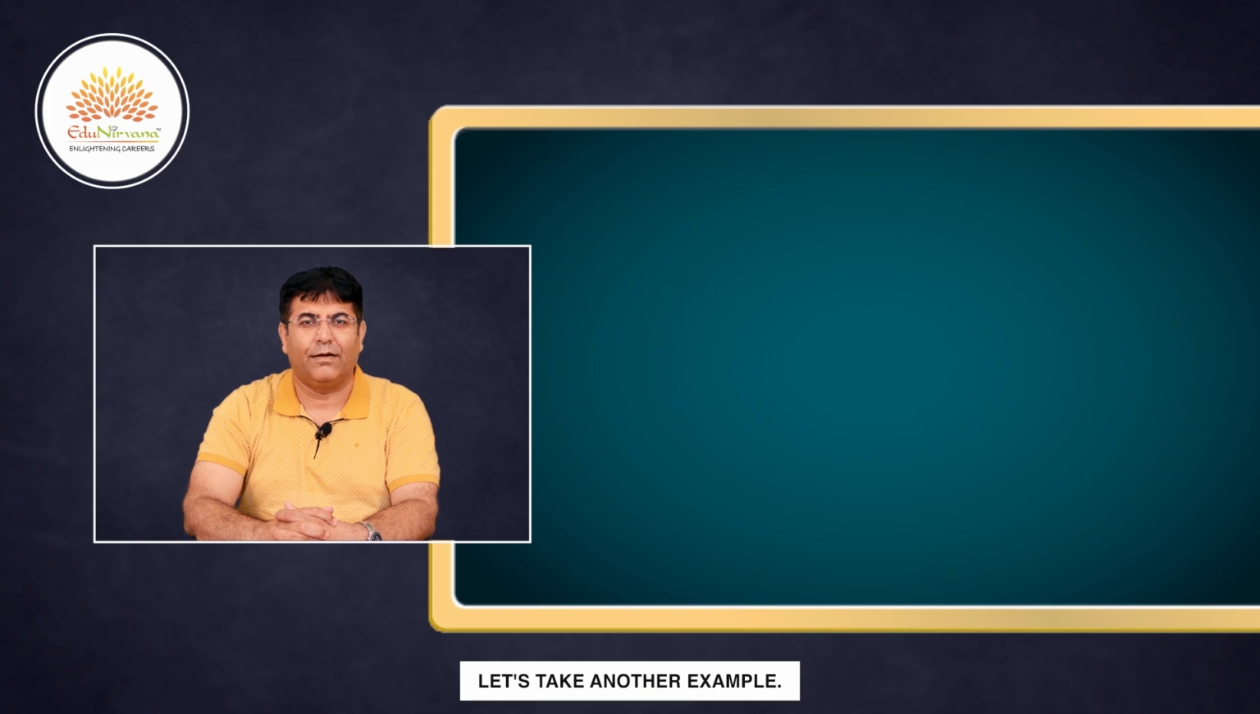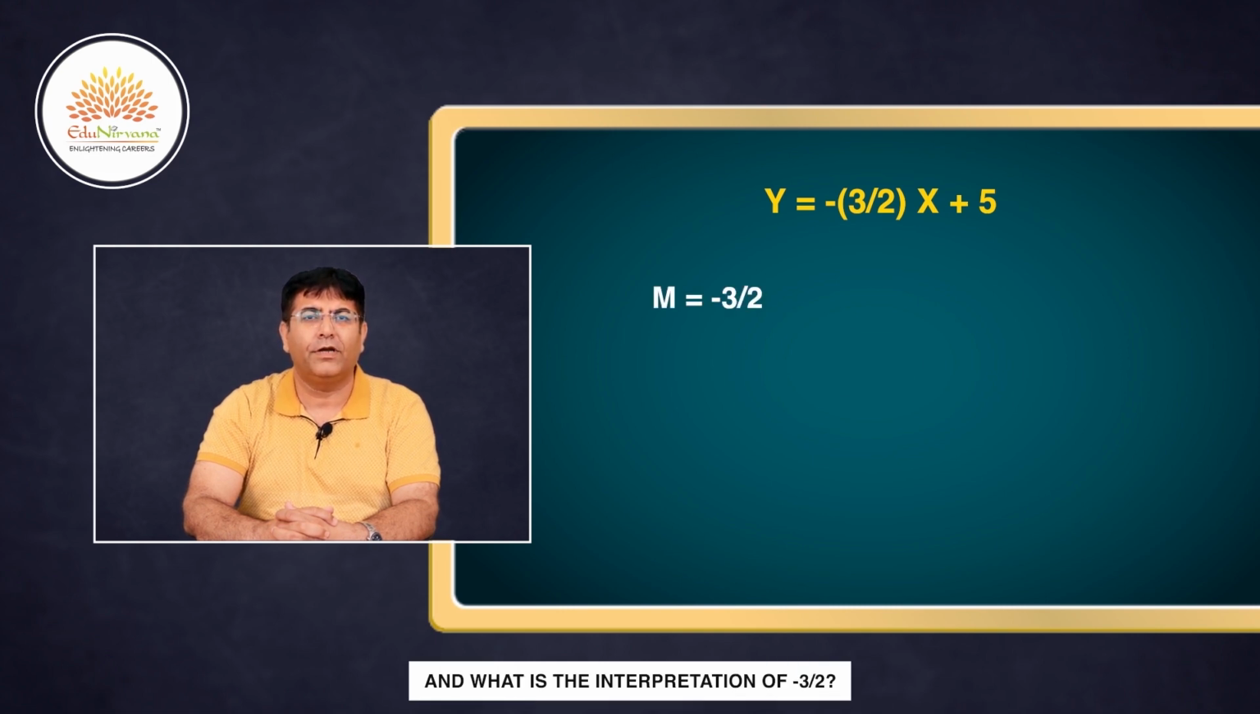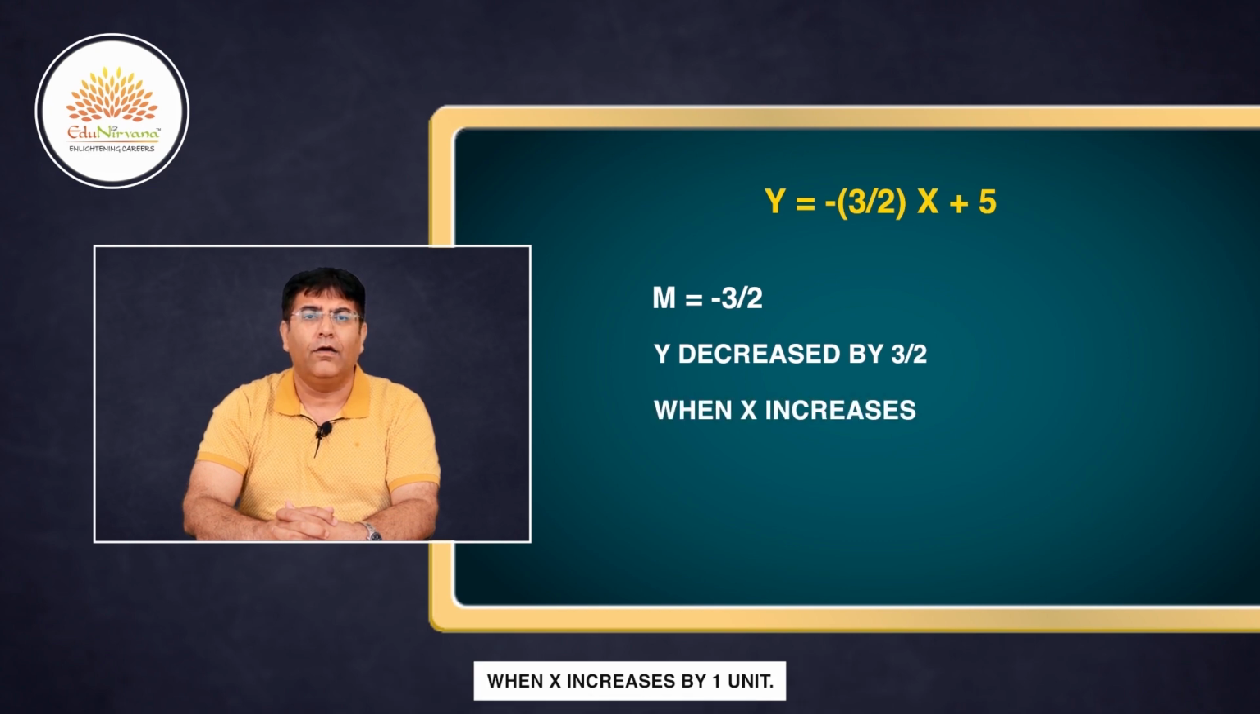Let's take another example. y equal negative 3 by 2x plus 5. Now what is slope here? Here the slope is negative 3 by 2. Now what is the interpretation of negative 3 by 2? The interpretation is that y decreased by 3 by 2 when x increases by 1 unit.